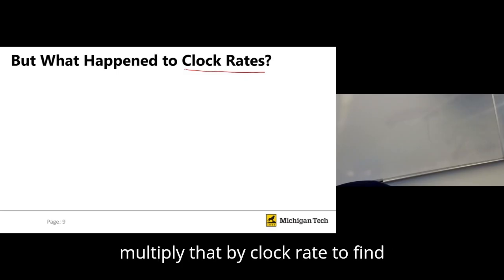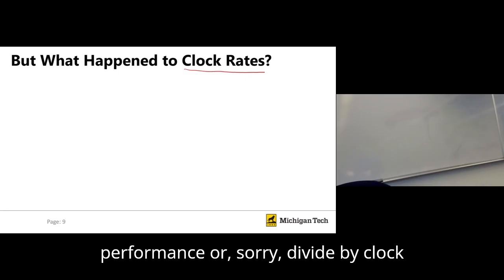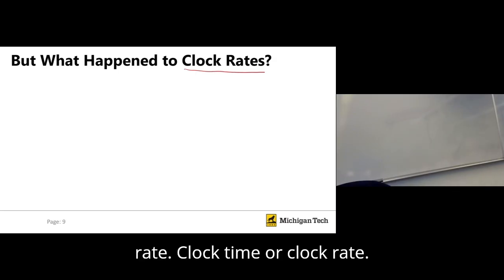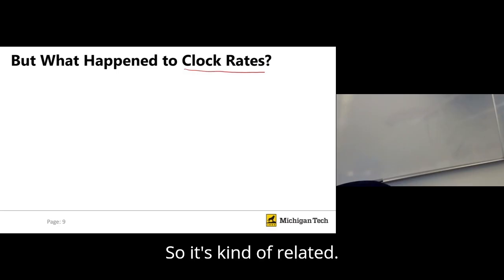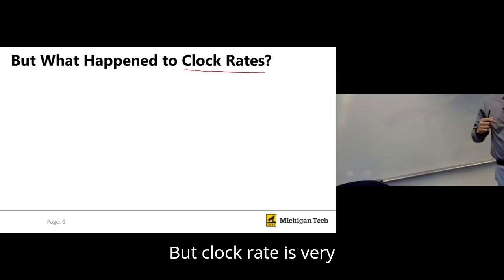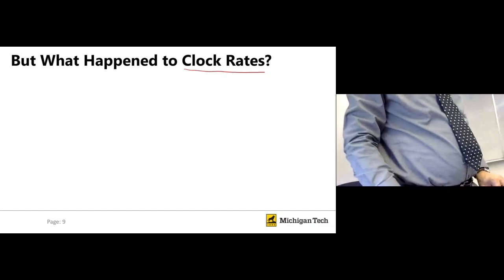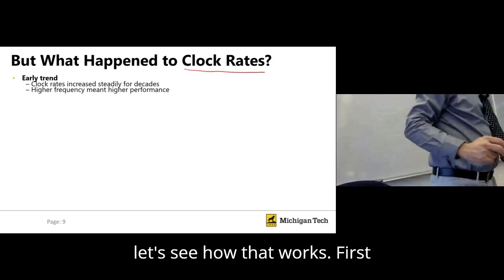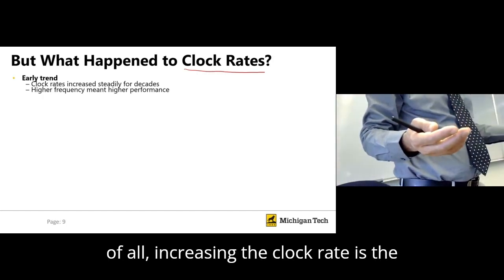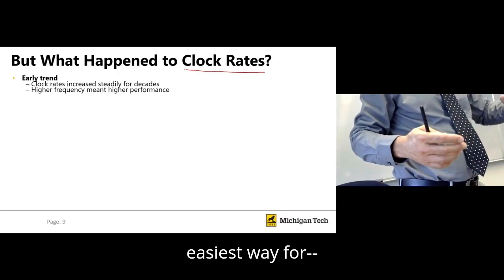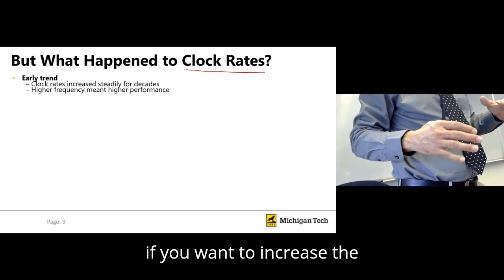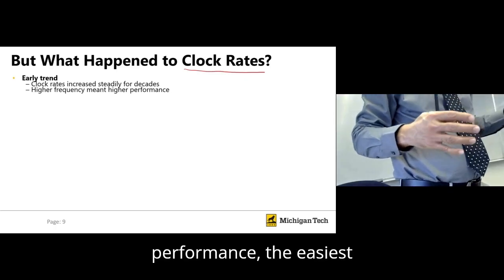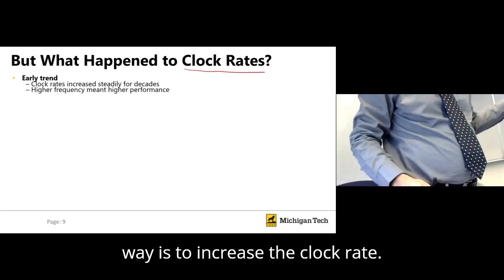After finding that, we need to multiply that by clock rate, or divide by clock time, to find performance. So it's kind of related. And clock rate is very related to power. So let's see how that works. First of all, increasing the clock rate is the easiest way to increase performance.